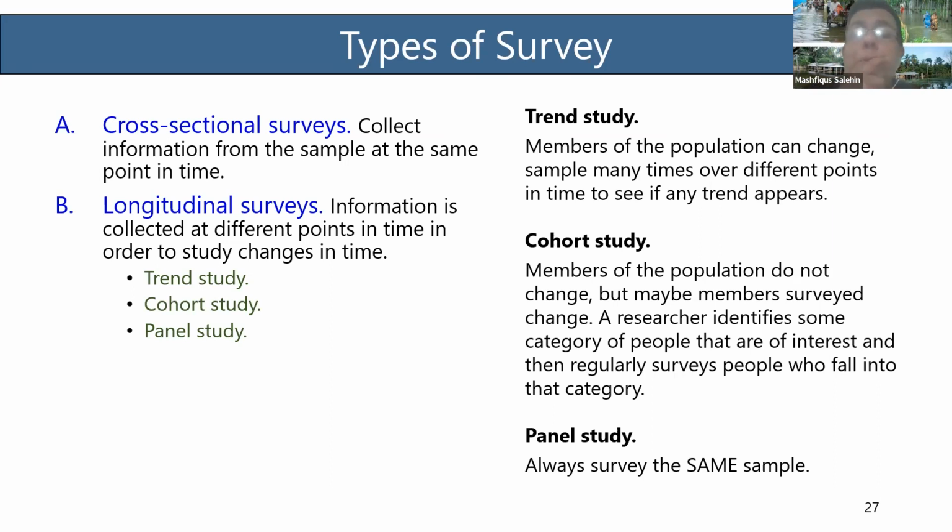But in the cohort study, you are interested in studying samples who share some common characteristics, for example, a particular occupation or livelihood group, or some demographic similarities, and you want to understand the changes they experience over a period of time, which could be many years. So those would be called cohort studies.